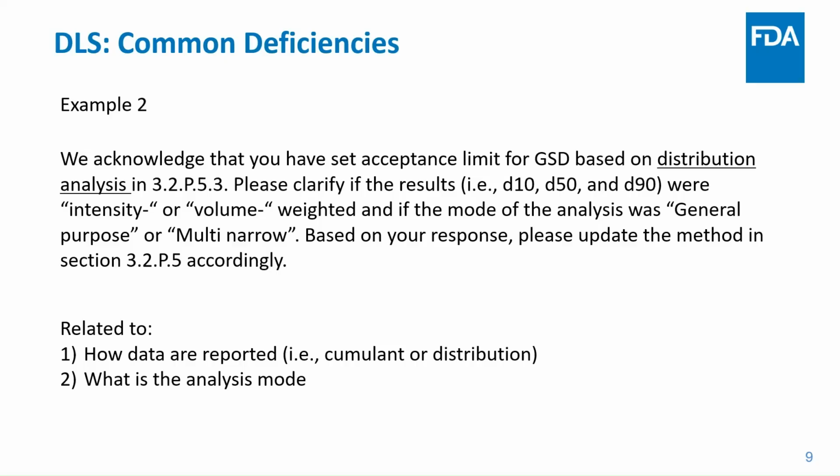So, because here we do not know what exactly is the weighting they're reporting, we need to ask them to clarify what exactly is the value they're reporting. And also, in the application, I searched from the beginning to the end, and I couldn't find what algorithm they're choosing. They're using a Malvern Zetasizer, so we know that's one of the inputs or parameters. So we ask exactly: general purpose, multiple narrow modes? This is exactly the Malvern software setting.